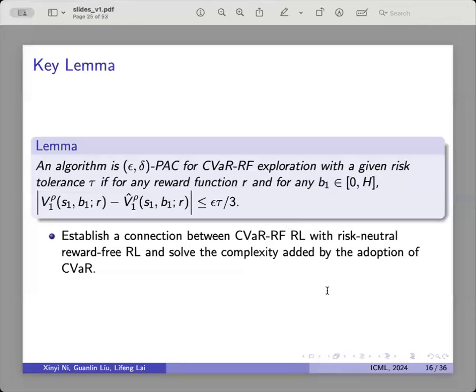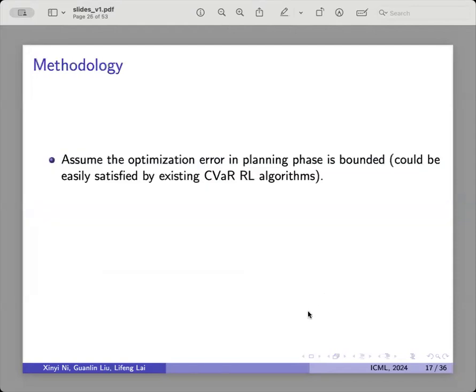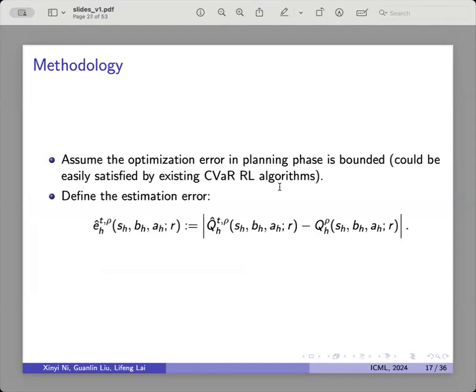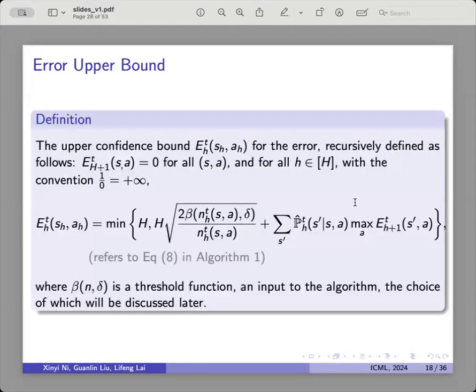This lemma establishes a connection between CVaR IFRL with risk-neutral reward-free RL and solves the complexity added by the adoption of CVaR. So firstly, we assume the optimization error in planning phase is bounded. This could be easily satisfied by existing CVaR algorithms, and we also propose such a planning algorithm in our planning phase, which will be mentioned later. The idea here is to define an estimation error, which is actually the difference between the estimated Q value and the true Q value. And we want to find an upper bound for this error.